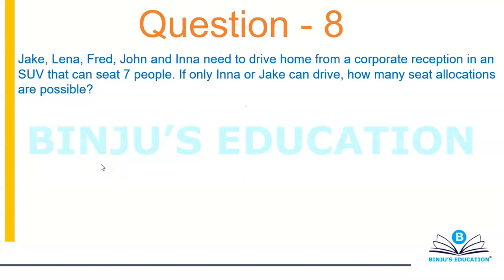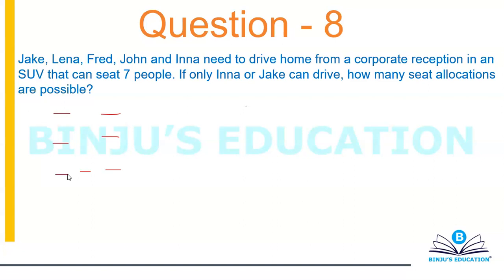Alright, let's try this one. Jake, Lena, Fred, John, and Ina need to drive home from a corporate reception in an SUV that can seat 7 people. Alright, so let's first make an SUV having 7 seats. Driver, next to driver, and 2, 3. Okay. If only Ina and Jake can drive, then how many seat allocations are possible? Again, it's a question of arrangement.